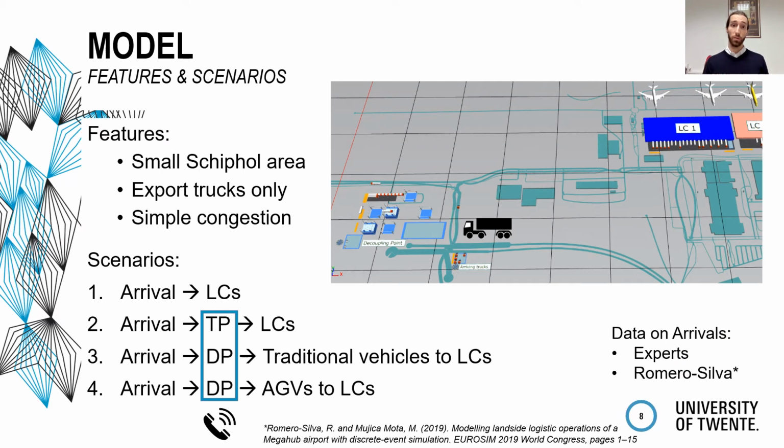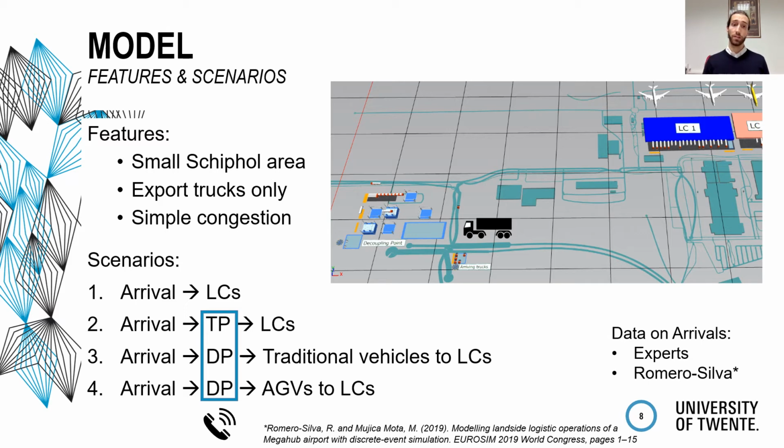Finally, we get to the model. In our study, we created a first model, not including all of the simulation framework, but just a first step. And here we represent a small part of the Amsterdam Airport Schiphol in the Netherlands, where we only have export trucks coming in and delivering freight at the logistics centers.